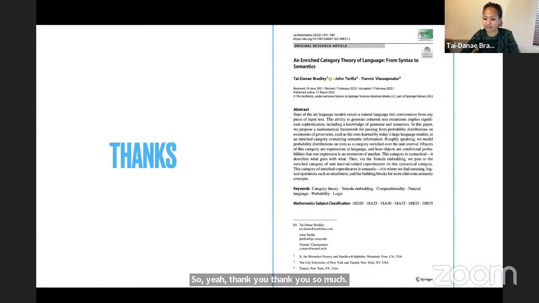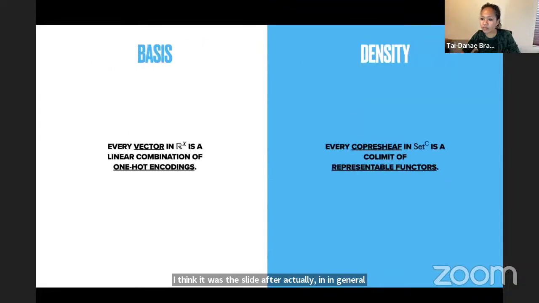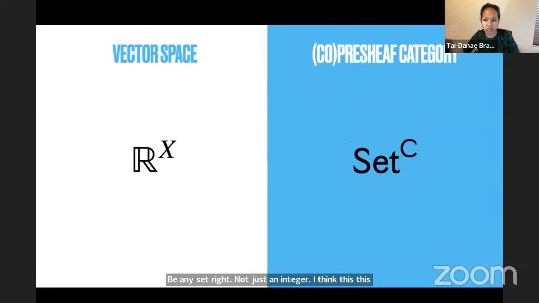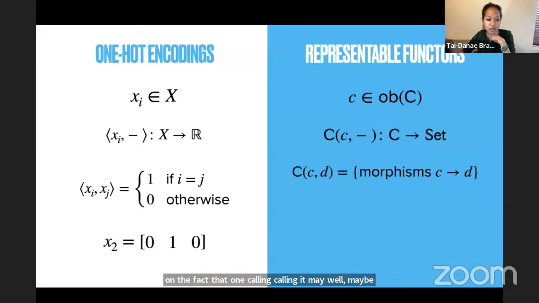So there's been a question during your one hot encoding slide from Jules about, if you go back to it. I think it was the slide after, actually. In general, the star could be any set, not just an integer. I think this might have been remarking on the fact that one hot encoding... maybe Jules wants to elaborate on the question themselves. Okay, so Jules is saying this was answered later. So that's good. So I might ask a question myself.